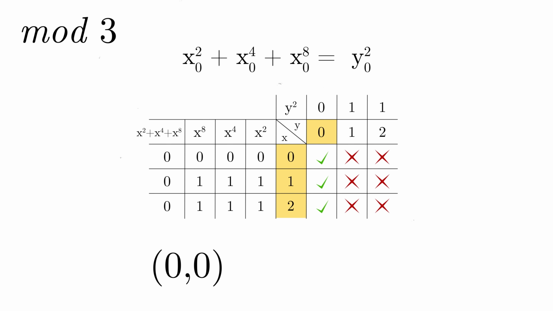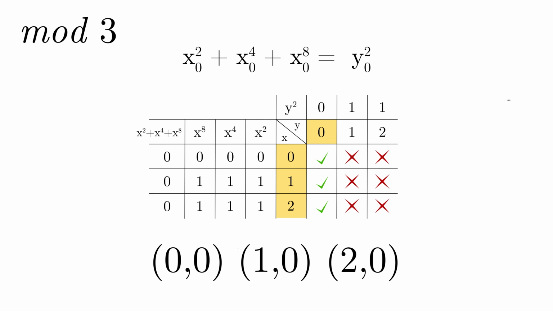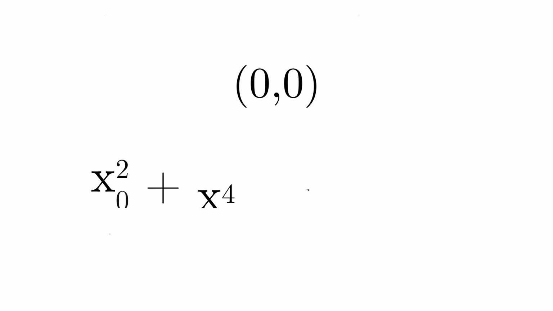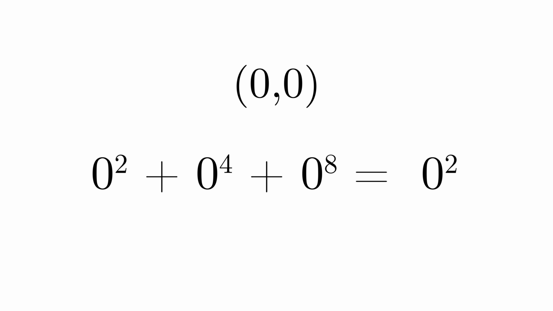We've got 0, 0, 1, 0, and 2, 0. Now we shouldn't be surprised to find 0, 0 as a solution, since x equals 0 and y equals 0 does satisfy the equation. But squares of 0 size don't really count as solutions to Diophantus's geometric problem. So let's try to expand on one of the other solutions.